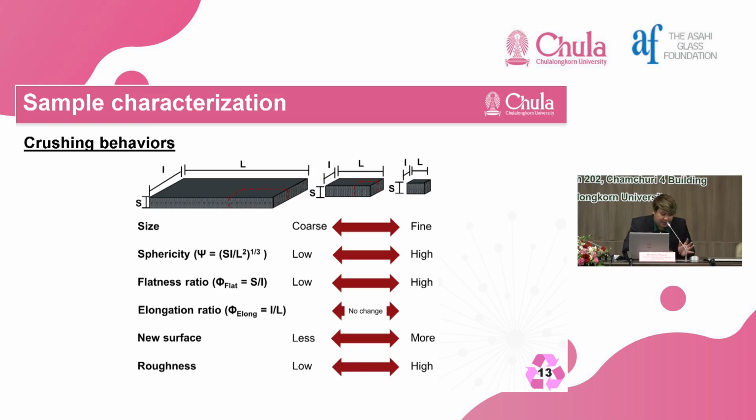So the thin shape, which has more surface, has a low roughness. However, the sphere-like shape, which has less surface, has a high roughness. So it seems like the effects of these two properties are negated.